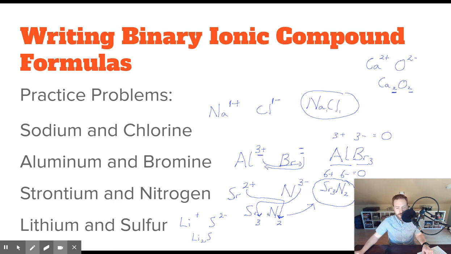Notice that this is very important: when you cross drop, you don't take the charges with you. So the subscript should never have a plus or minus in it. The subscript is just a number of how many atoms are in the formula. This is a very common mistake when people start using the cross drop method: they'll put 3 minus and 2 plus down here, for example. That's not how you should do it.